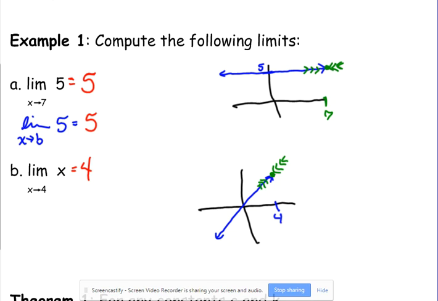So this is another really easy one that they can ask you about. It doesn't matter what your x value is approaching. We can make it a negative number. It doesn't change the answer. The answer is still, well, not 4. It's not always 4. It's whatever number you're approaching. So if I say it's approaching negative 11, then the limit is going to be negative 11. If it's approaching, let's say, 100, then the limit is going to be equal to 100. It's as simple as that.